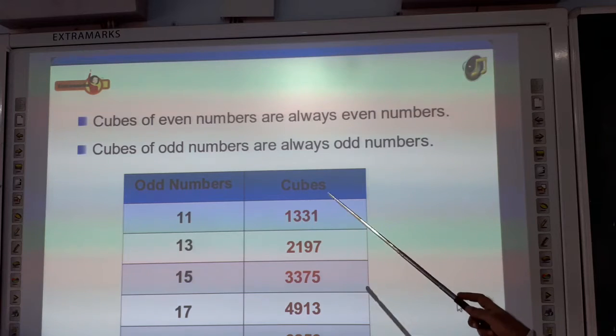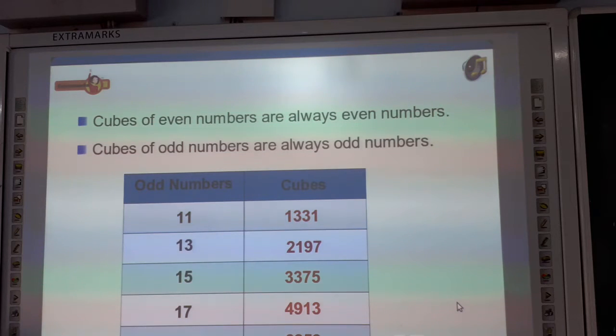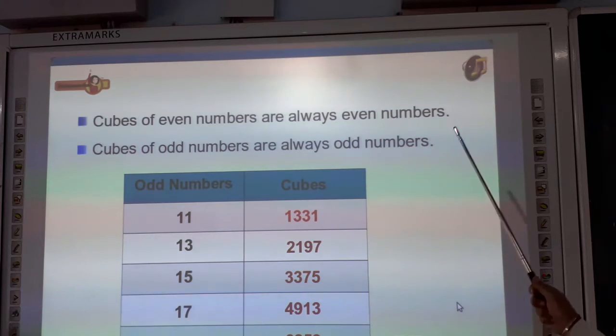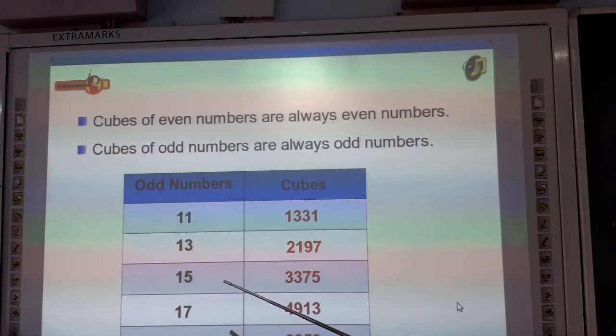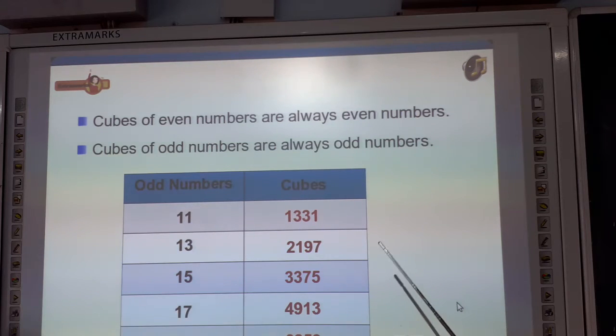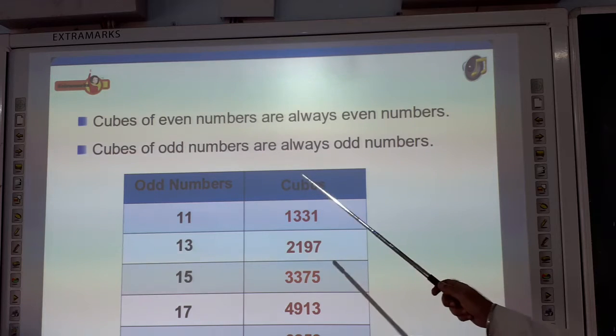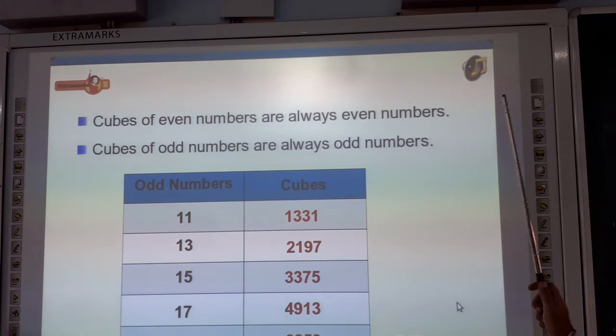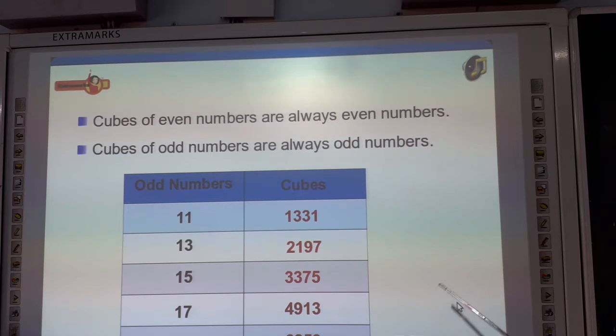These are the cubes of odd numbers. The cube of an even number is even and the cube of an odd number is always odd. This is shown here. The cube of 11, 11 is odd and 1331 is also odd. 13 is an odd number, its cube 2197 is also odd. So this is a very simple rule that cubes of even numbers are always even and cubes of odd numbers are always odd.